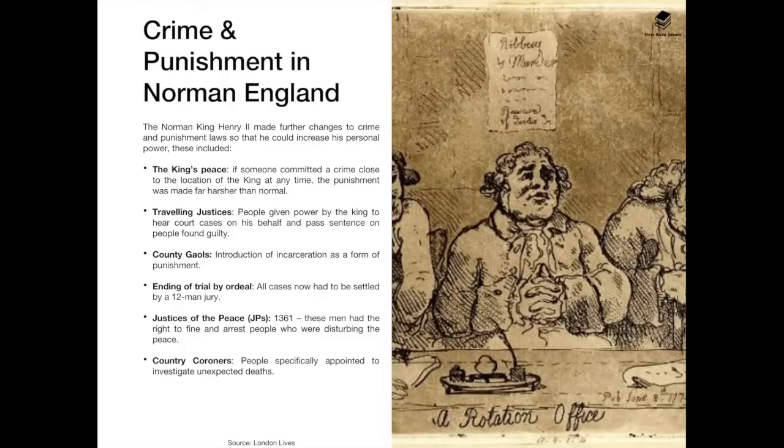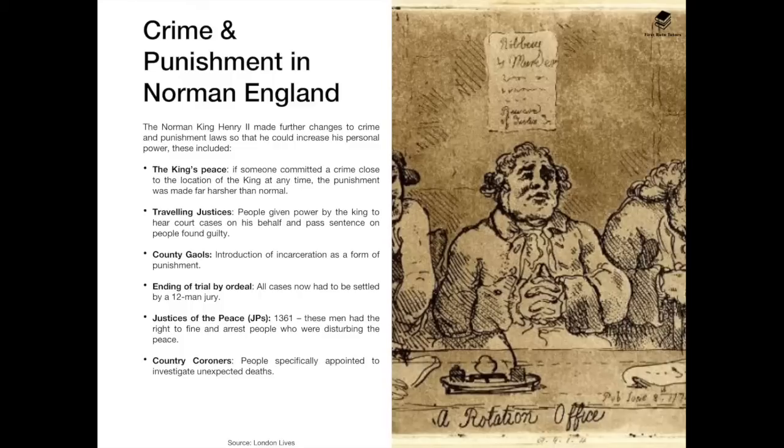The Norman king, Henry II, made further changes to crime and punishment laws so that he could increase his personal power. These included the king's peace. If someone committed a crime close to the location of the king at any point in time, the punishment was made far harsher than normal.